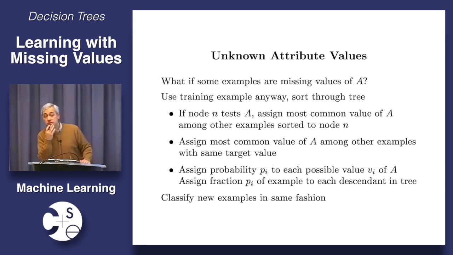Next one. This is a big one. Unknown attribute values. There are a couple of respects in which everything that we've been doing so far is very unrealistic. The first one is we've assumed that you have all attributes for all examples.